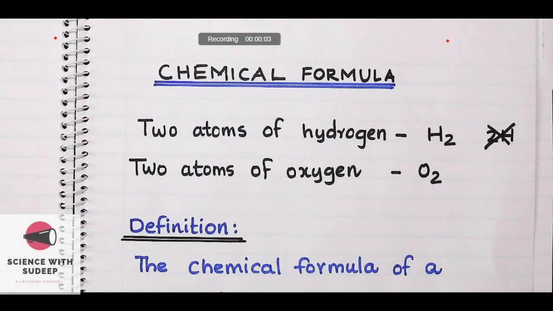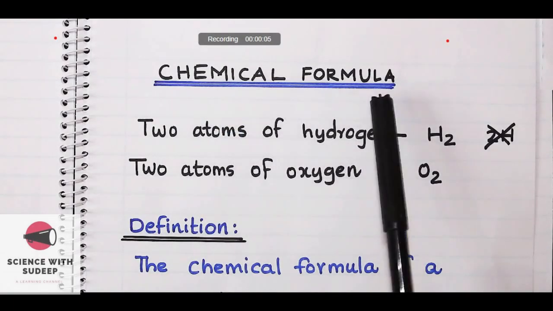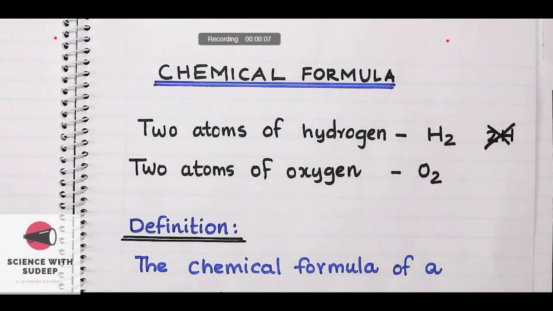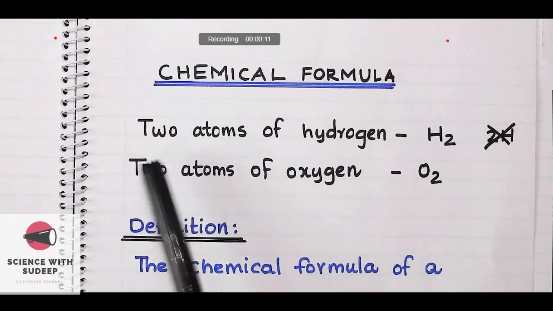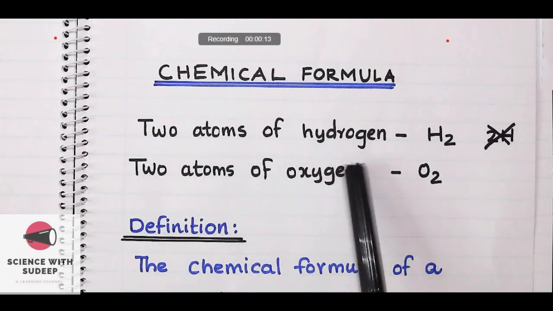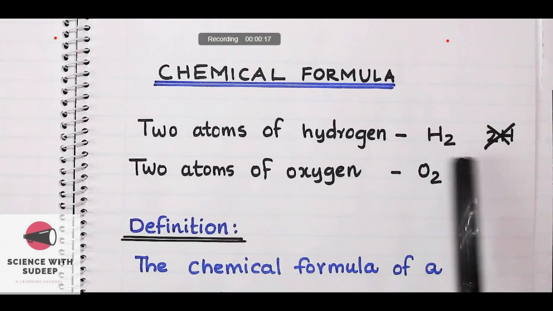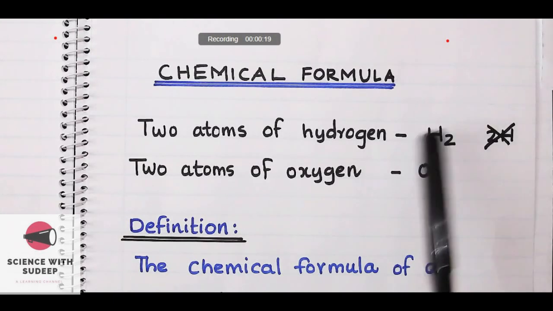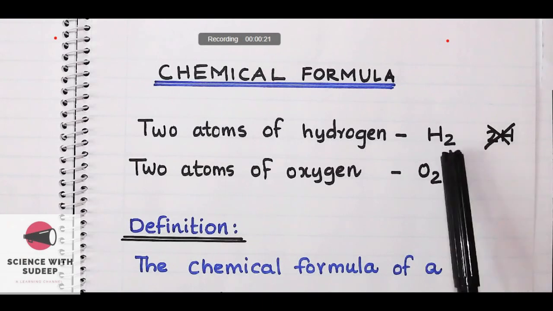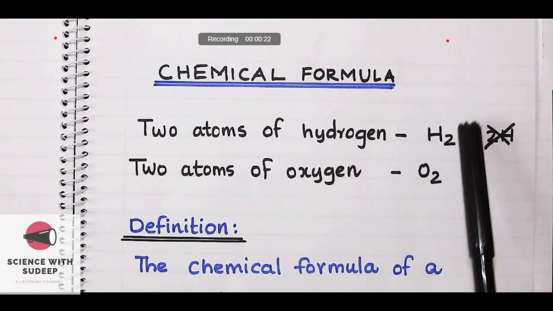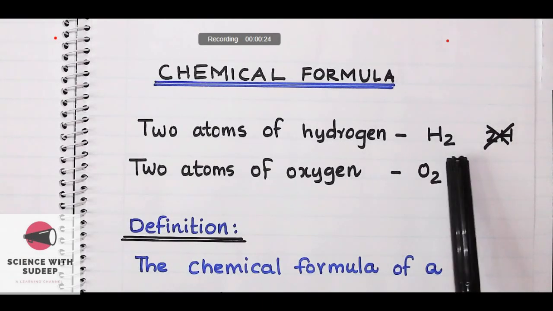Today's topic is chemical formula. We are discussing how to write chemical formulas. Read this statement: two hydrogen atoms. It's written as H2. This 2 stands for two hydrogen atoms that form one hydrogen molecule.